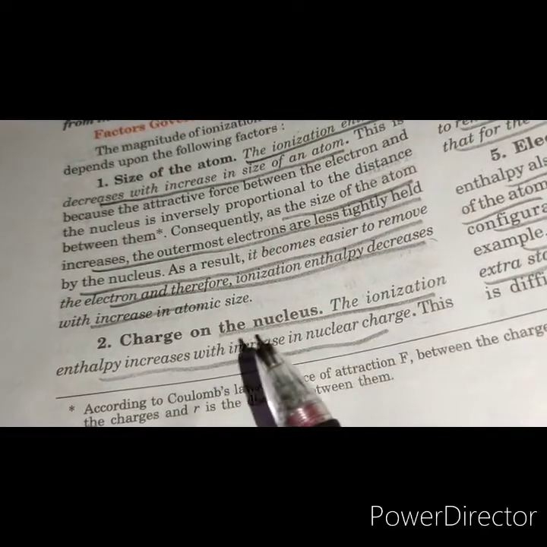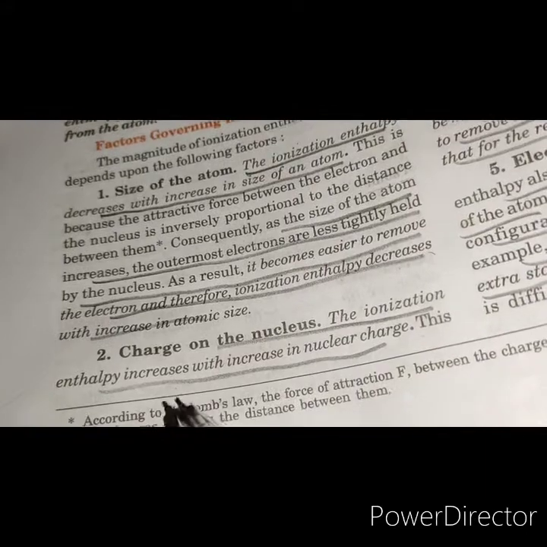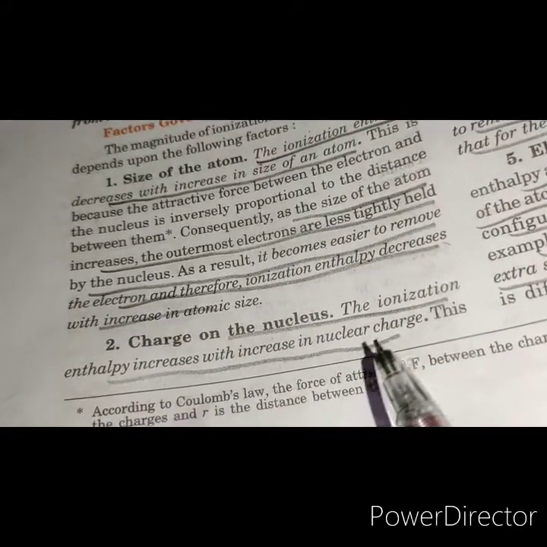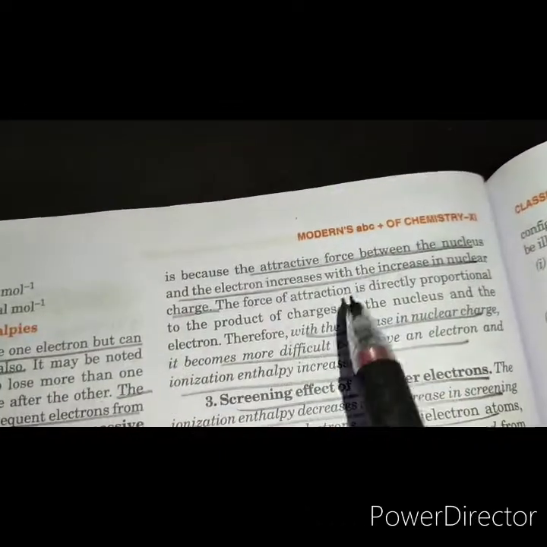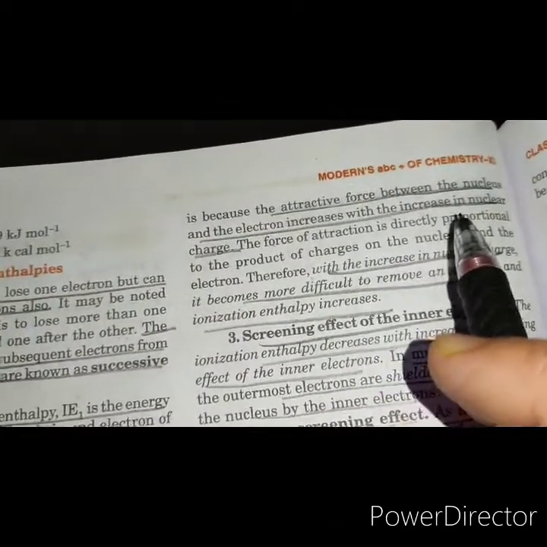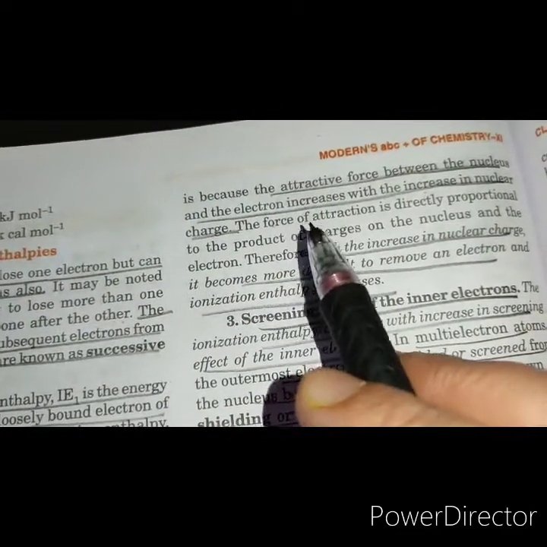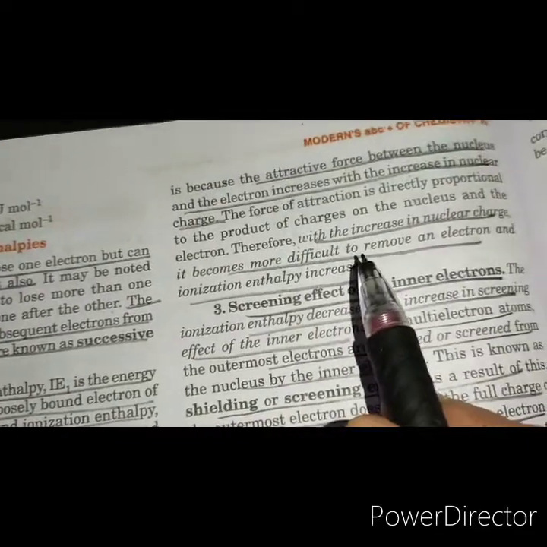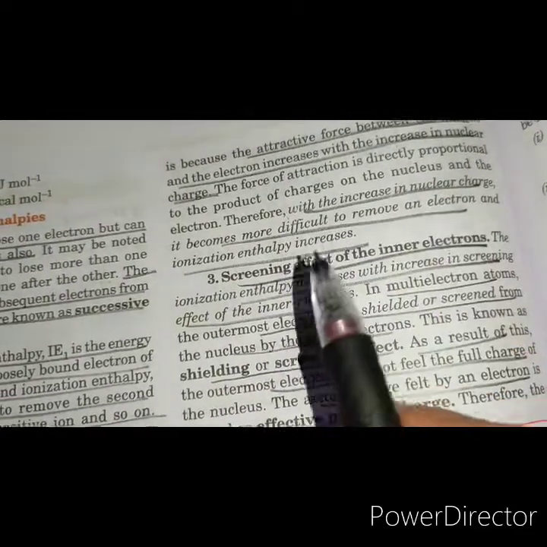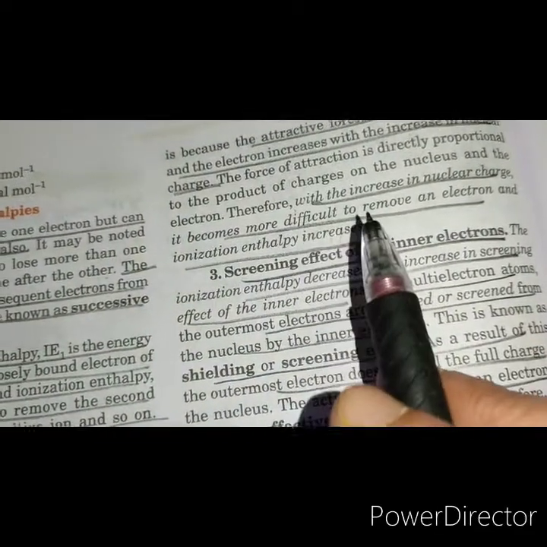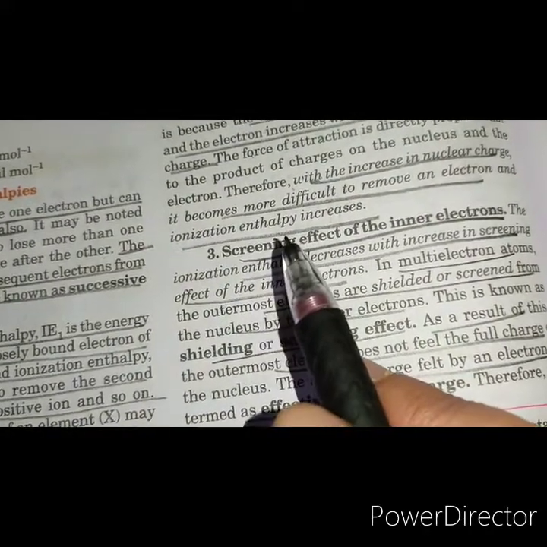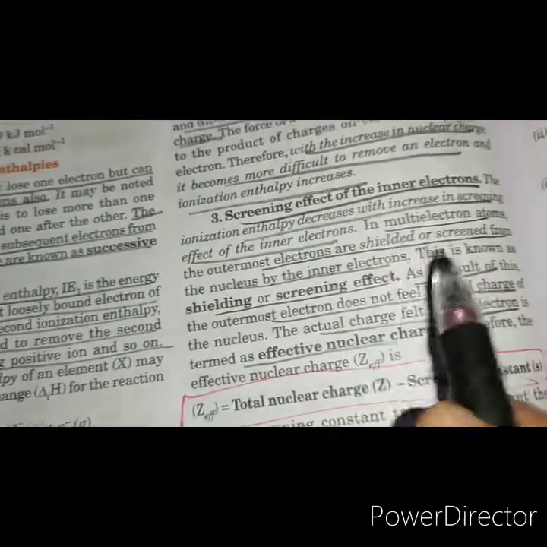Then is the charge on the nucleus. The ionization enthalpy increases when the nuclear charge increases. This is because the attractive forces between the nucleus and the electron increase as the nuclear charge increases. So with the increase in nuclear charge, it becomes more difficult to remove an electron, and ionization enthalpy increases.